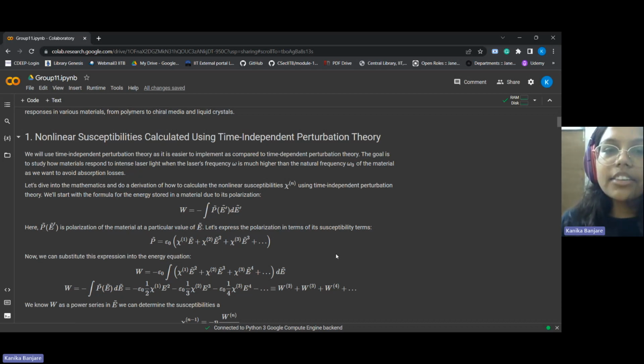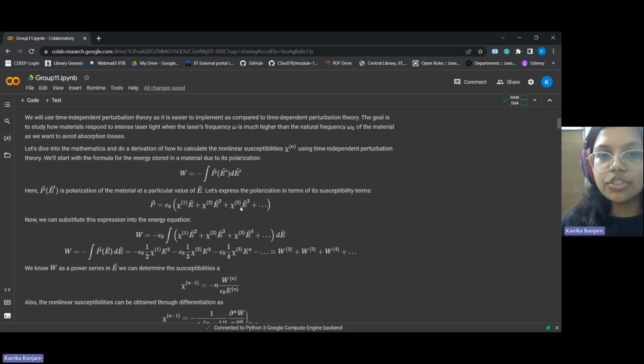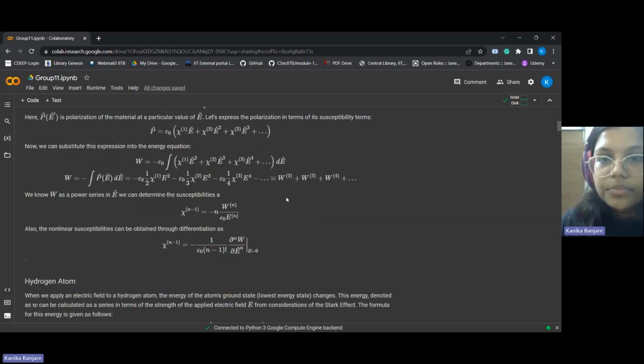So we are starting with the formula of energy stored in a material due to its polarization. So we know that this is the formula of energy stored as a function of polarization of a material at a particular value of E tilde. And now let's express polarization in terms of susceptibilities. So this is how we represent it. Now we'll put this value of P into the above expression of energy stored, and we get this.